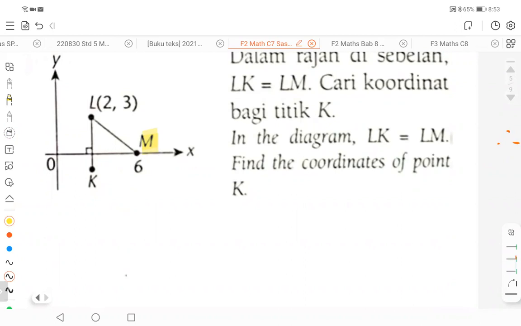Okay, Erwin, yep. Okay, actually, yep. Not really. Point M, not L. M. L is 2, 3, correct? What about M? This point.